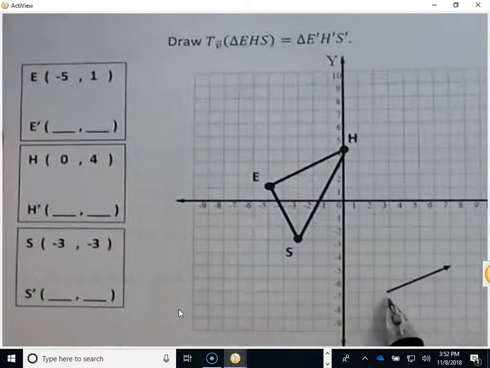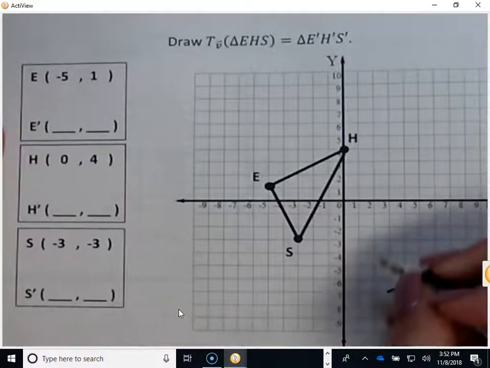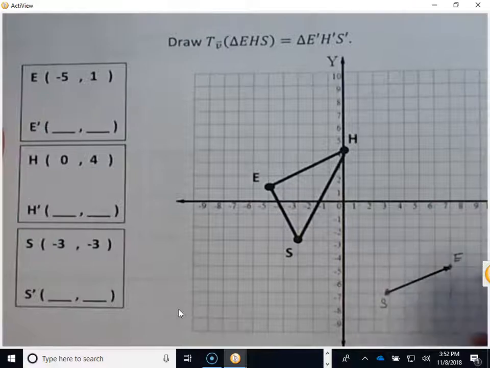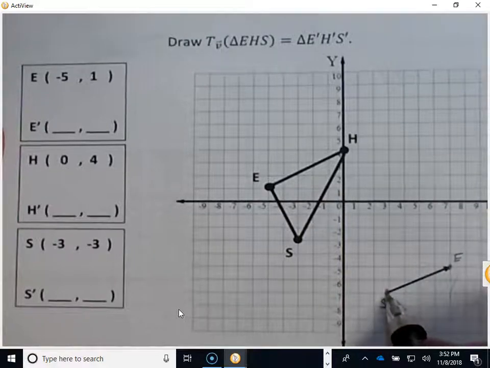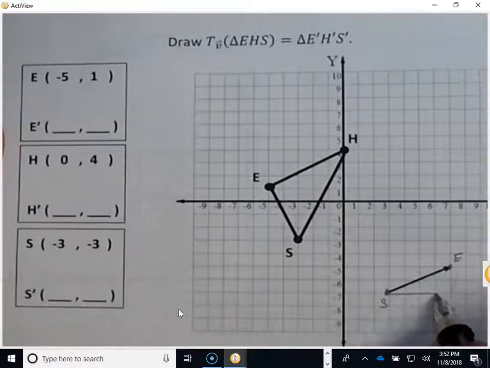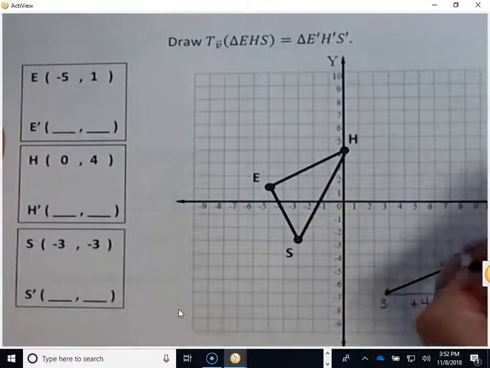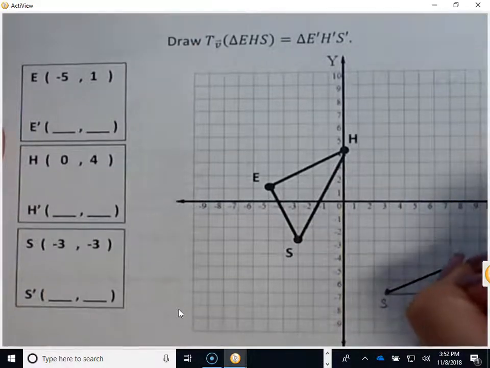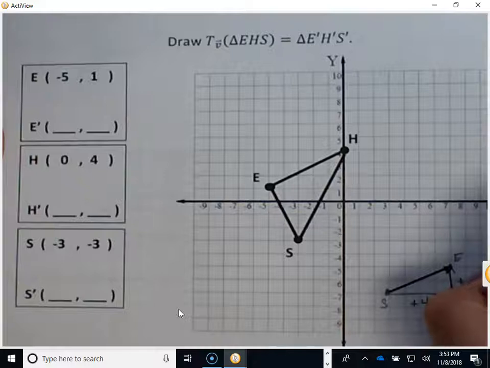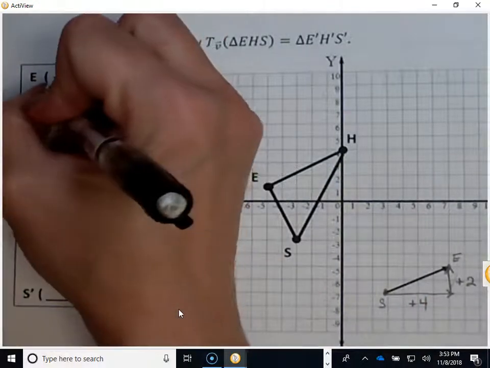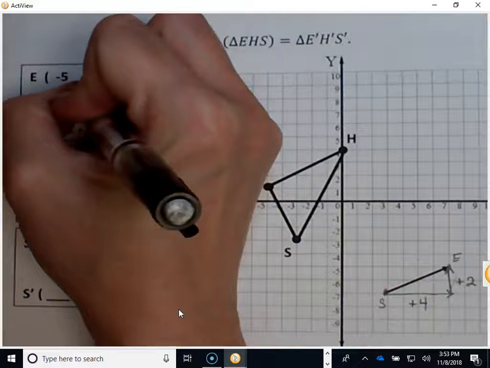So I'm going to look over here and see what this vector is. Here's my starting point. Here's my ending point. So, left or right, it looks like we're going to the right 1, 2, 3, 4. Since we went to the right, that's positive 4. And then we're going up 1, 2. Since we went up, that's positive 2. So our vector is positive 4, positive 2.